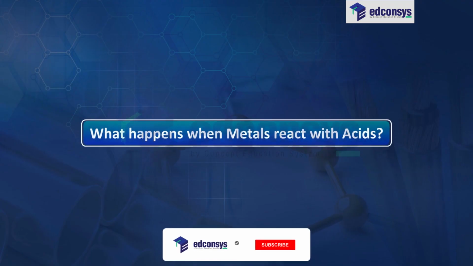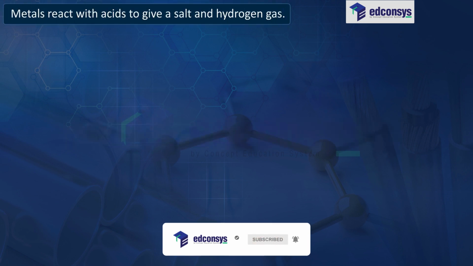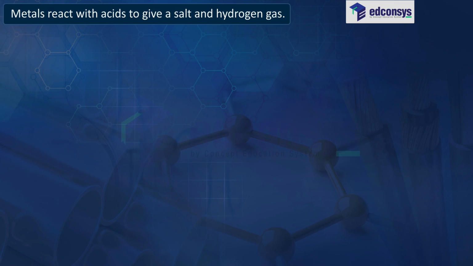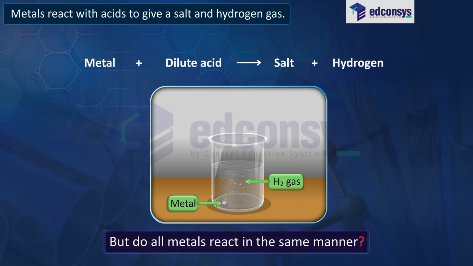What happens when metals react with acids? Metals react with acids to give a salt and hydrogen gas. Metal + dilute acid gives salt + hydrogen. But do all metals react in the same manner? Let us find out.